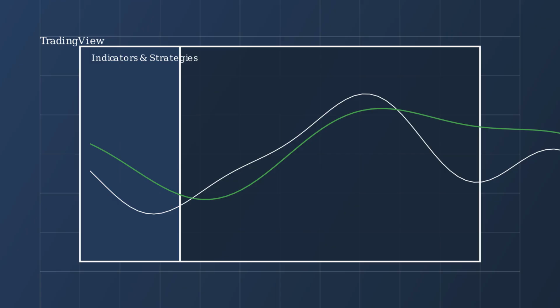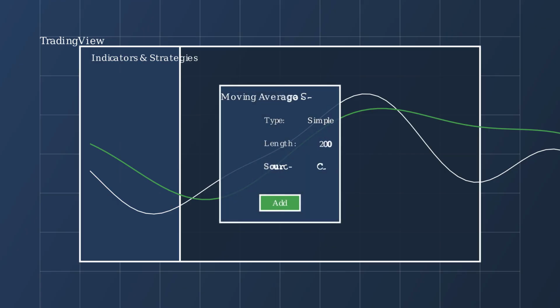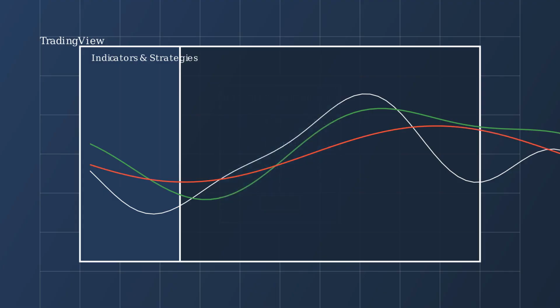After adding the first moving average, you'll see it appear on your chart. Next, add a second moving average with a longer period, typically 200 days, using a red color. With both moving averages added, you can now see the crossover points that form the MA cross indicator.